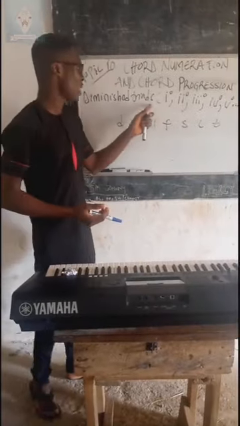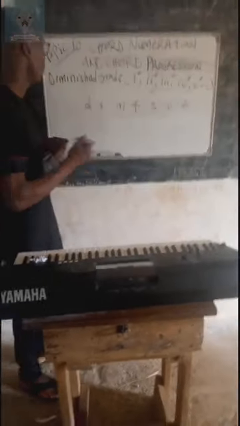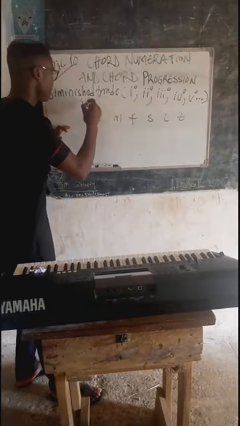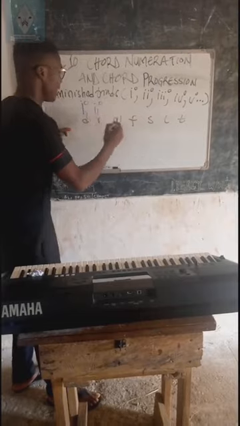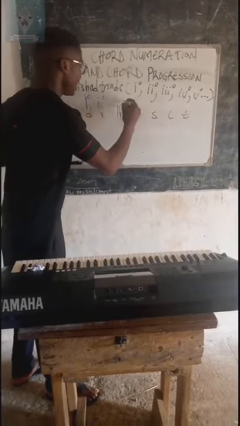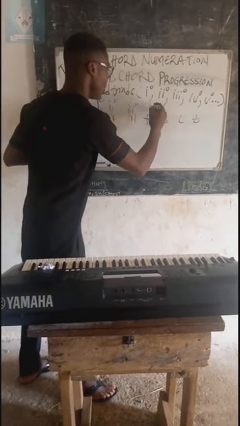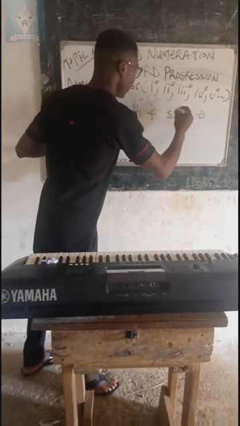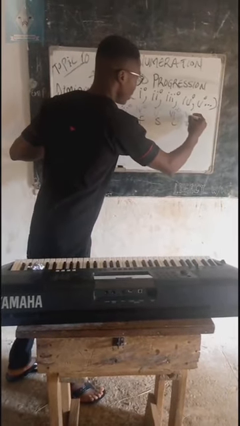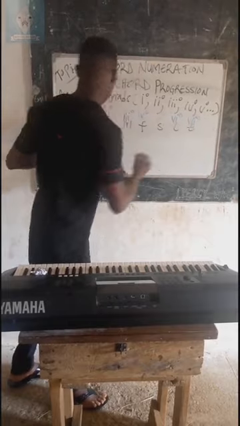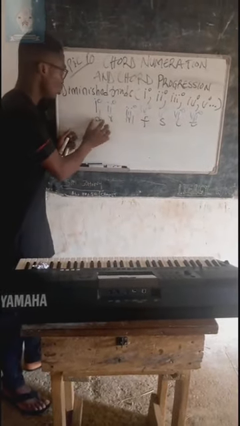For diminished chords, we say we are going to use small Roman numerals with this degree sign. So for do, the numbering will be 1 and the degree sign. Re will be small letter 2 and the degree sign. Small letter 3 and the degree sign. Small letter 4 and the degree sign. Small letter 5 and the degree sign. Small letter 6 and the degree sign. Small letter 7 and the degree sign. So when you see this, you know that it is a diminished chord built on do.